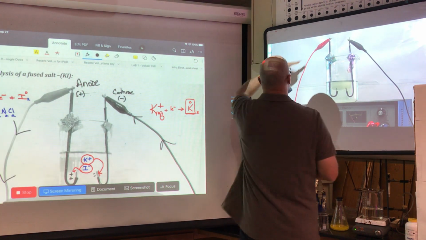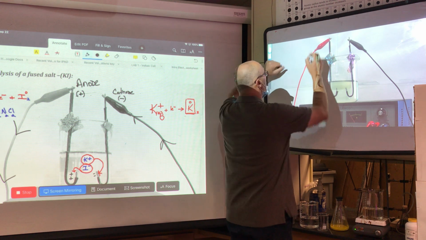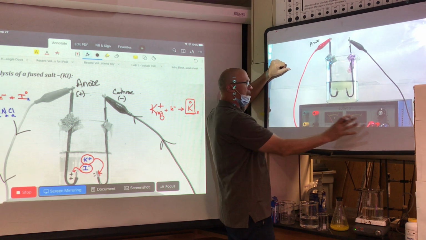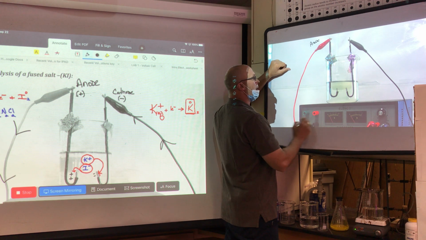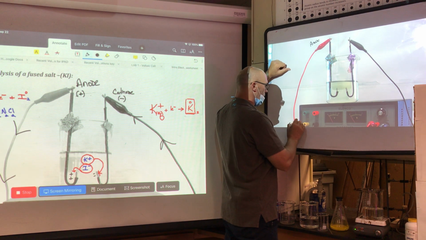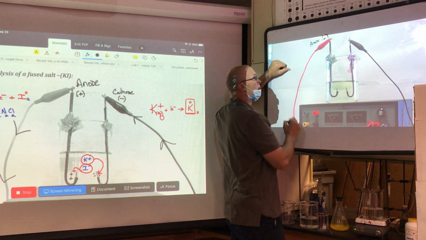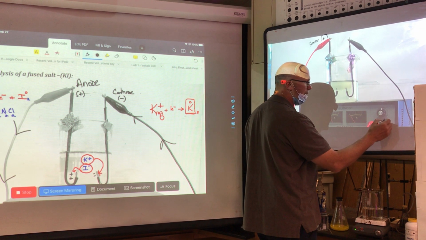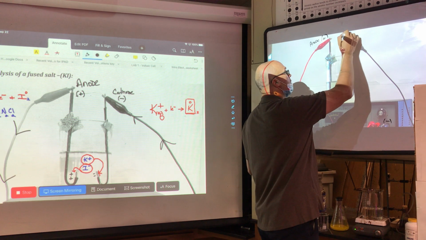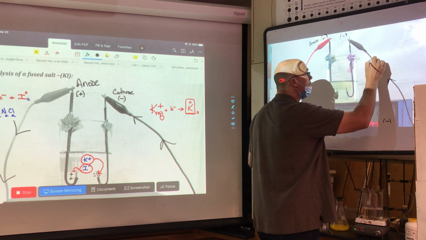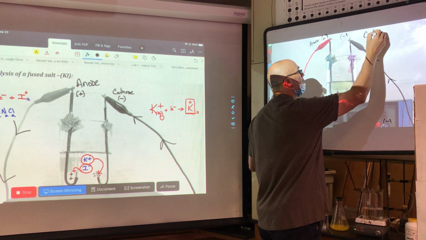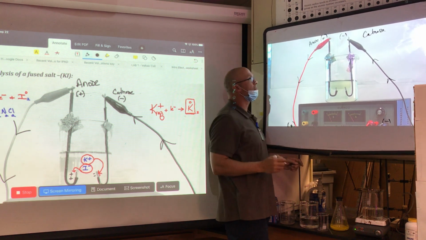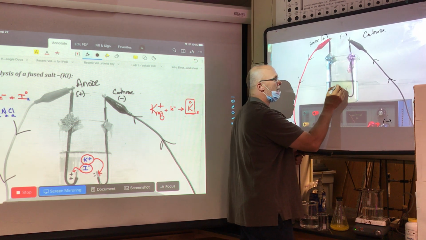I've got the red lead here, which is my anode. Why is it my anode? Because it's connected to the cathode of the battery. The cathode's positive, so it makes this positive. This is connected to the anode, the black lead here, which is negative, so it makes this negative. Anode goes to the cathode.